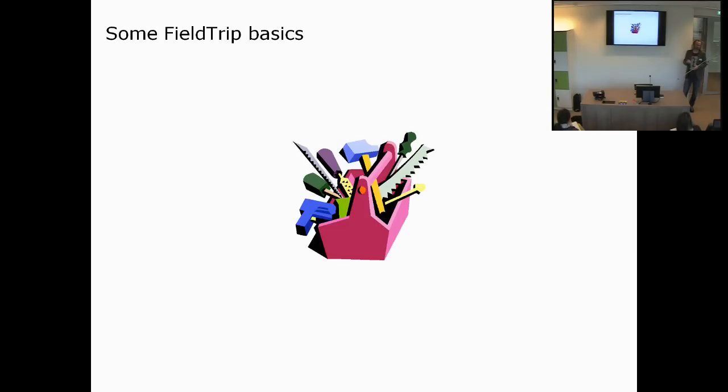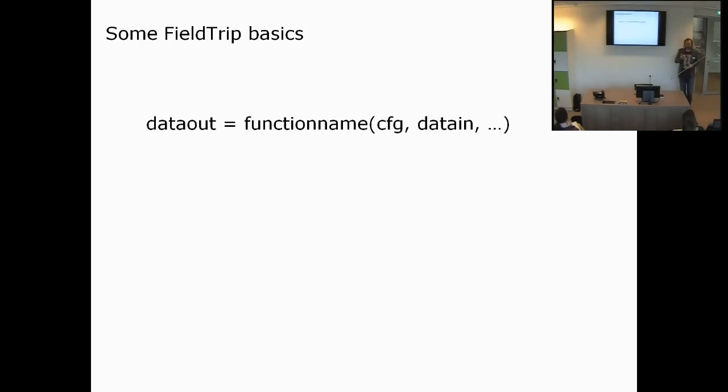So some FieldTrip basics. FieldTrip is a toolbox. FieldTrip does not have a graphical user interface. It really comes as a whole set of tools, and you have to combine and mix and match these tools. FieldTrip tools are basically MATLAB functions. If you look at the functions inside the FieldTrip toolbox, what you see is that each function has a name. It takes a number of arguments as input, and it produces an output argument.